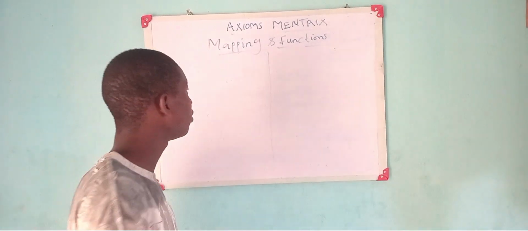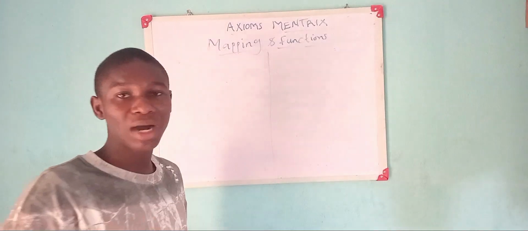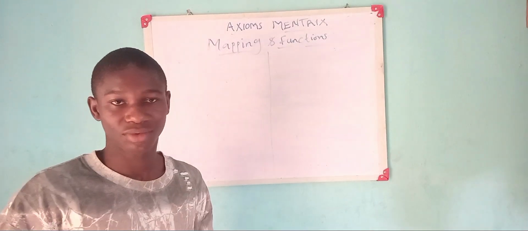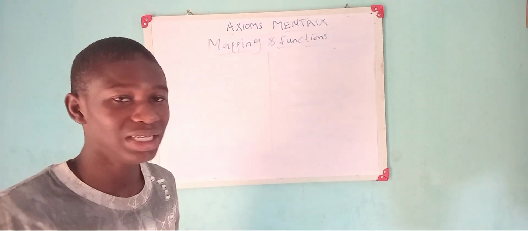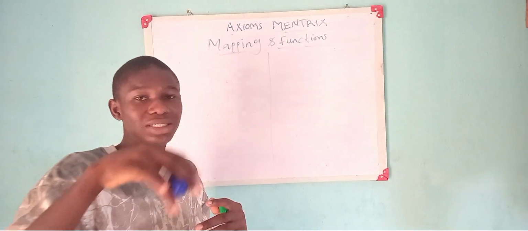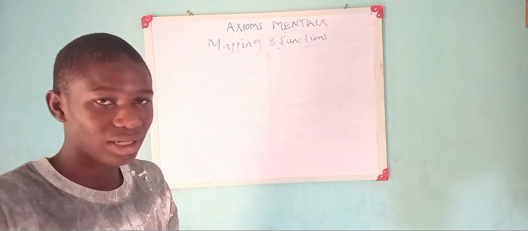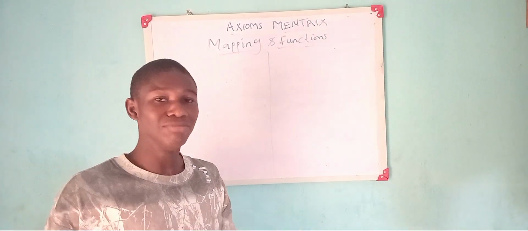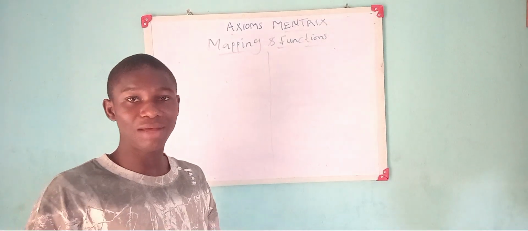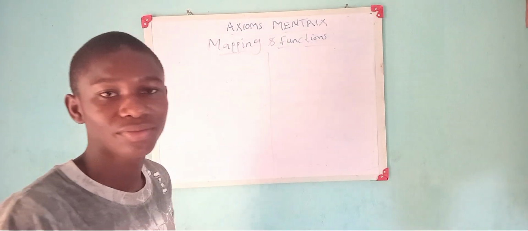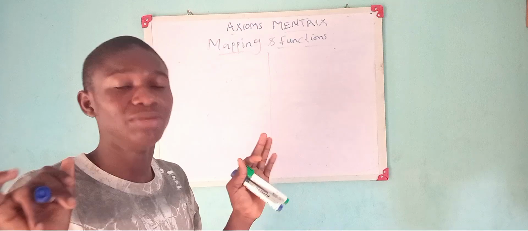When we're talking about mapping and function, mapping is the act of assigning an element in a set to another element in another set, while function is the means of mapping an element to another element. Now let me break what I've said into simpler English.